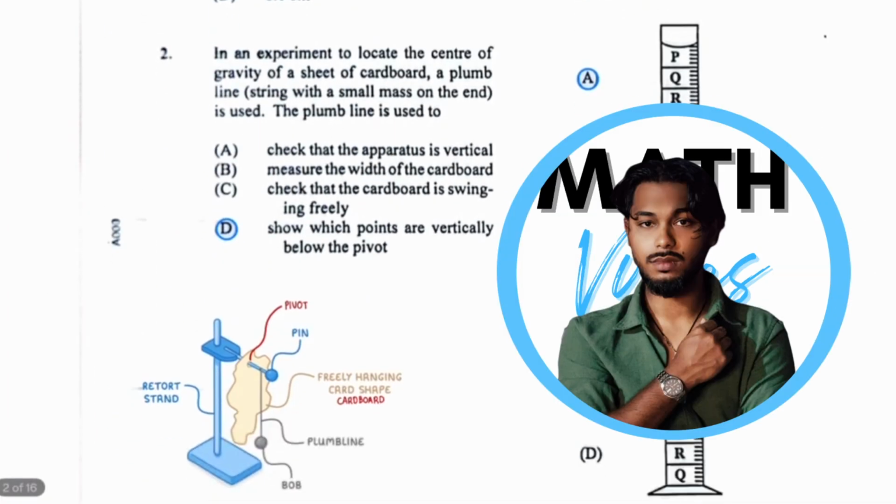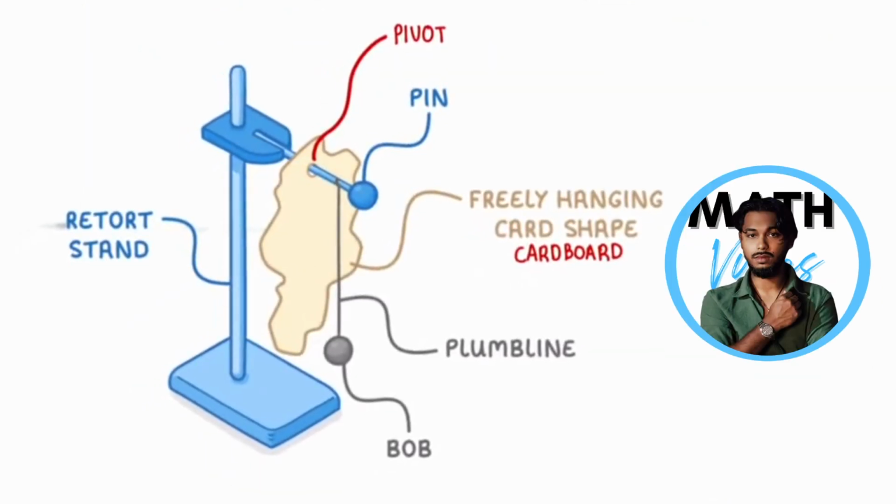Question 2. In an experiment to locate the center of gravity of a sheet of cardboard, a plumb line string with a small mass on the end is used. The plumb line is used to show which points are vertically below the pivot. So this diagram should explain it quite well.